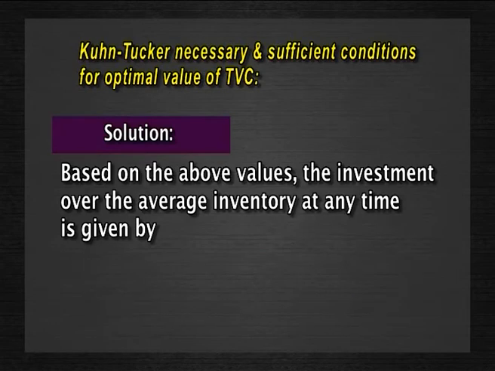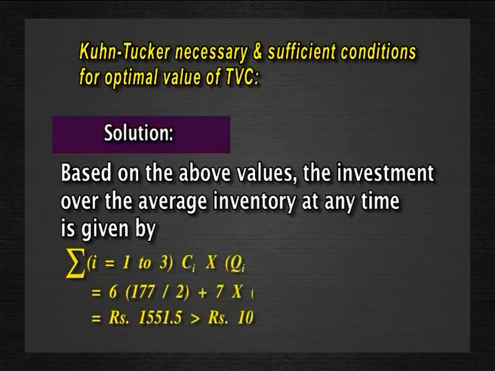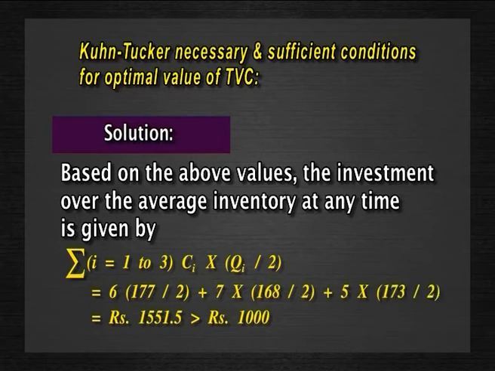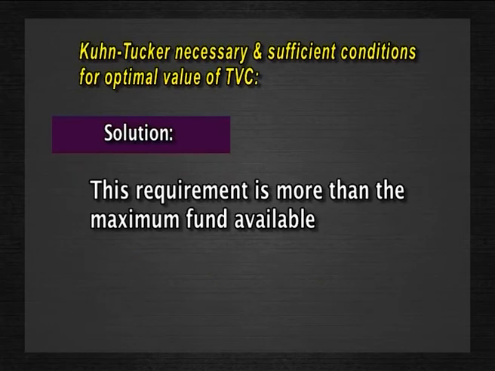Based on the above values, the investment over the average inventory at any time is given by summation of i equal to 1 to 3 of Ci into Qi by 2, equal to 6 into 177 by 2 plus 7 into 168 by 2 plus 5 into 173 by 2, equal to Rs 1551.5, greater than Rs 1000, which is the fund available. This requirement is more than the maximum fund available.